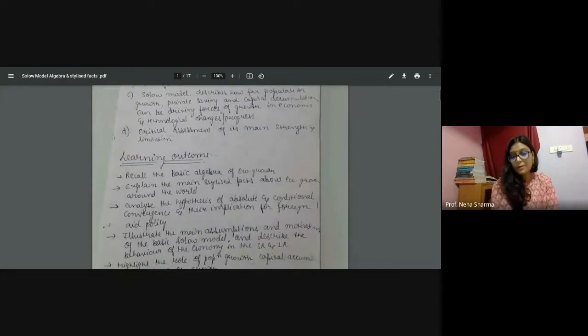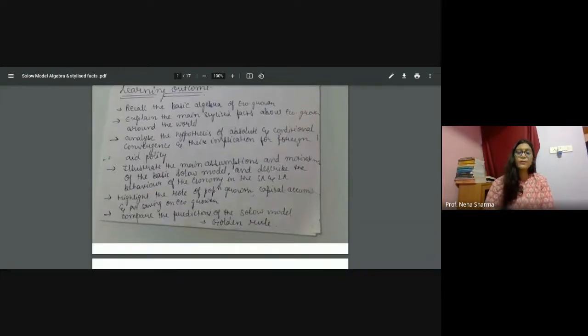For the learning outcomes, you can refer to the book. You will have to do the basic algebra of economic growth. Then there are some stylized facts which are very important to understand. Then there is hypothesis analysis of absolute and conditional convergence. Then the main Solow model with its assumptions and what happens in the short run and long run. Along with that, there is the role of population growth, capital accumulation, and private saving. You will be introduced to these three terms over and over in the whole module. Then there is a comparative analysis along with the golden rule.